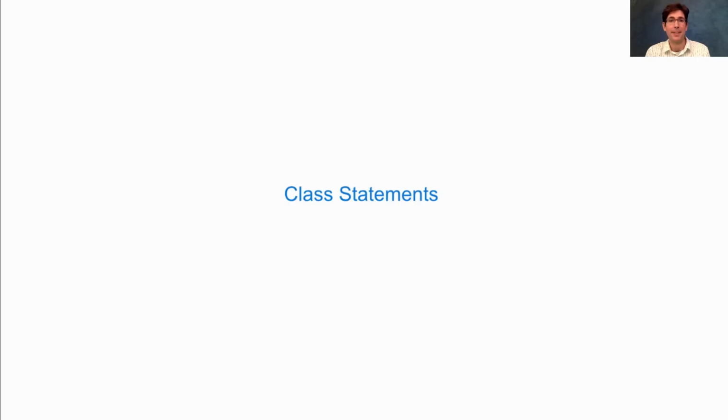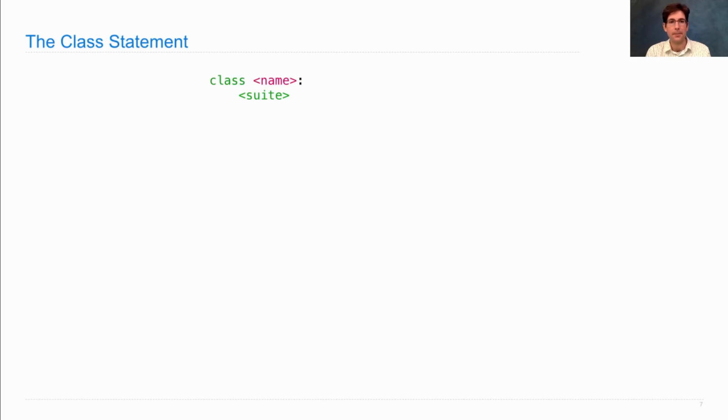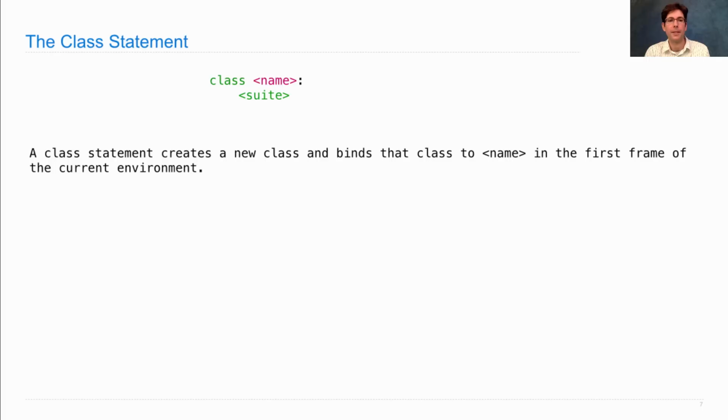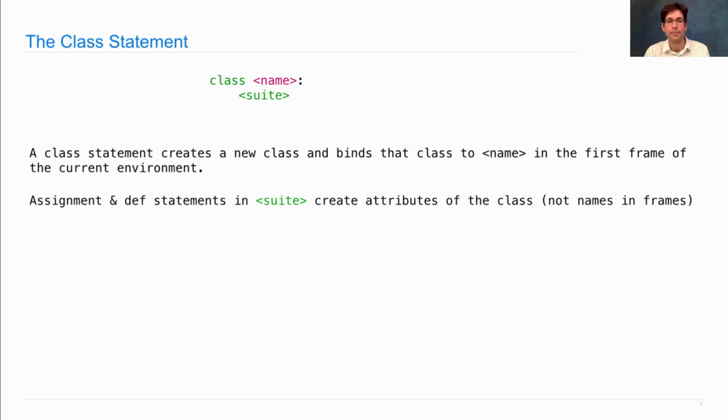Class statements let you create any type of data you want. The class statement looks like this. You say class, give the class a name, and then write a suite of other statements. A class statement creates a new class, which can be the type of some new object. And it binds that class to a name in the first frame of the current environment.